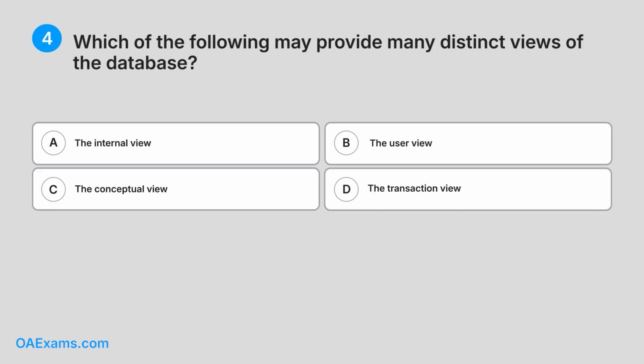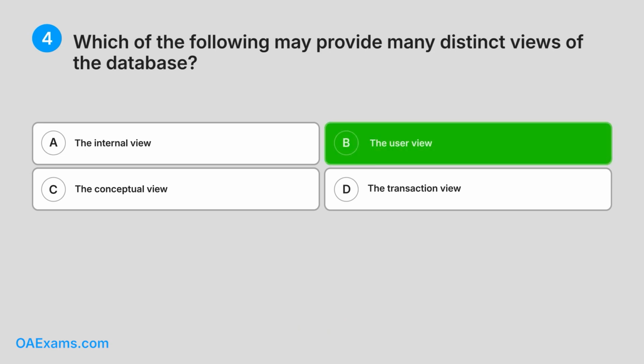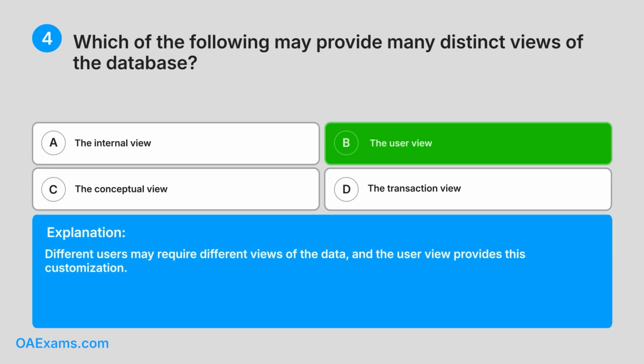4. Which of the following may provide many distinct views of the database? A. The internal view. B. The user view. C. The conceptual view. D. The transaction view. Do you know the answer? Correct answer: B. The user view. Explanation: Different users may require different views of the data, and the user view provides this customization.